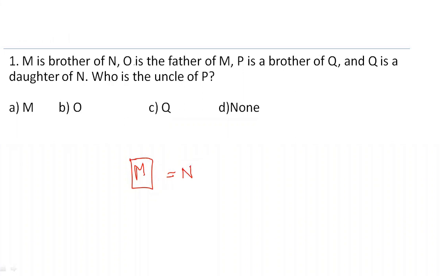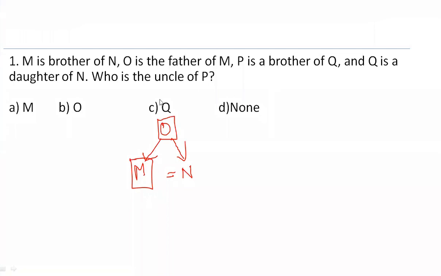Next. O is the father of M. If O is the father of M, father means he is male. I can tell you one thing: when M and N are siblings, O will be the father of N also.